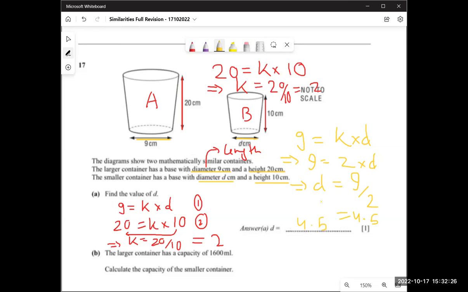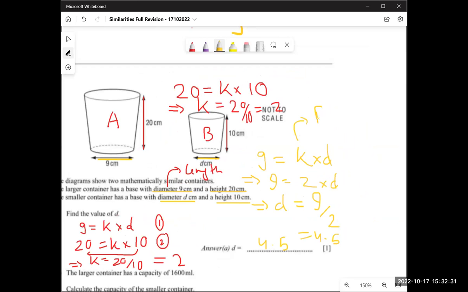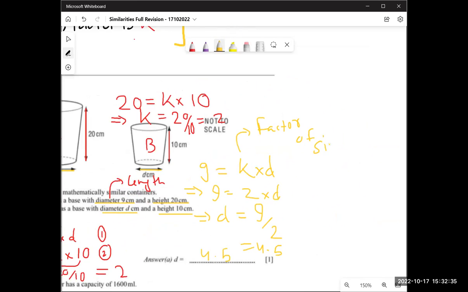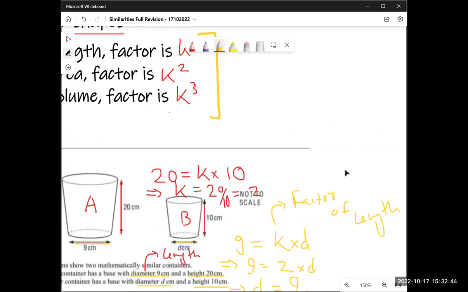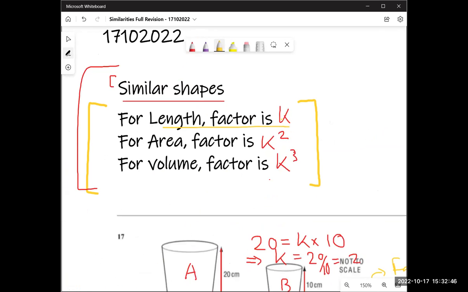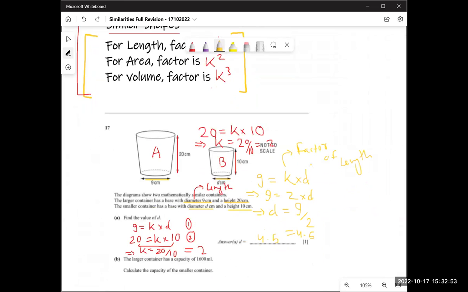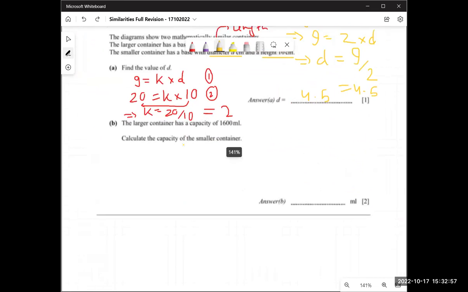Sir, what is k? K is the factor of similarity. K is the factor of length. For length, the factor is k. For area, the factor will be k squared. That is what k is. K is the factor. Is that clear? Yes. Now let's try the next question.